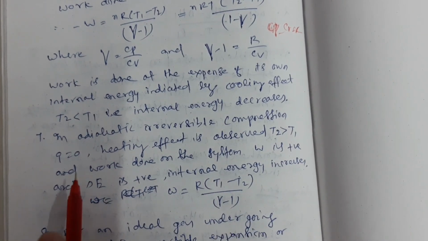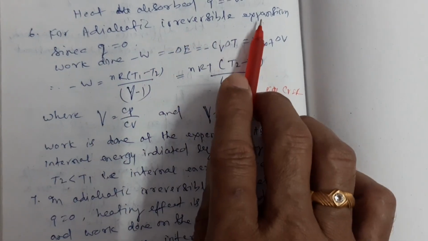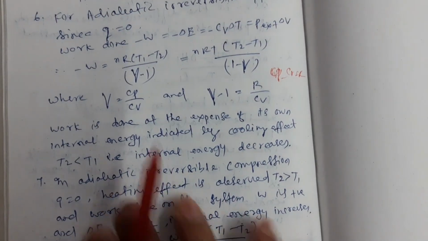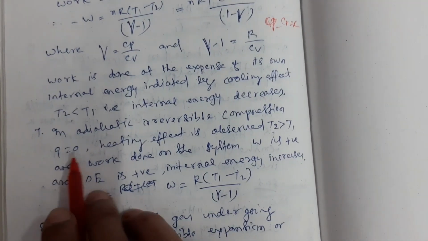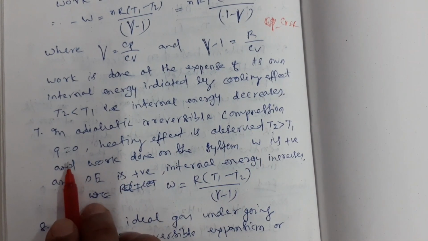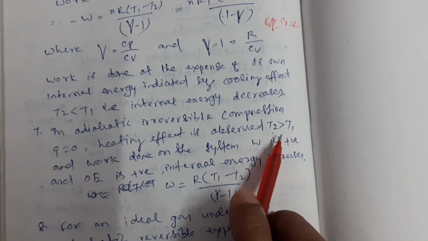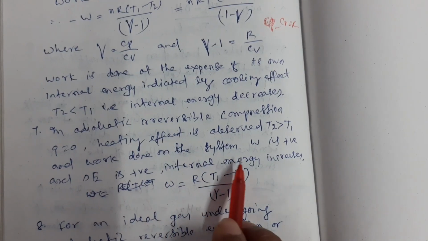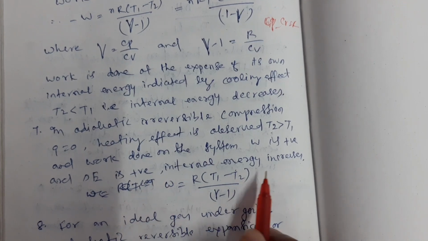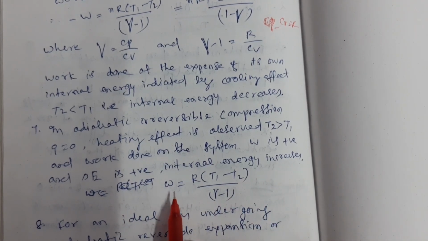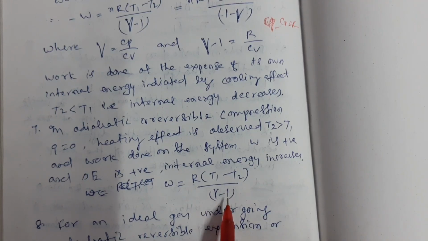Second, next point. In adiabatic irreversible compression, as in irreversible expansion, in both cases adiabatic means Q remains 0. So in adiabatic irreversible compression, Q is also 0. So a heating effect is observed, that is T2 is greater than T1, and work is done on the system, so work is positive and ΔE is positive. So internal energy increases, that is work done is equal to R(T1 − T2) / (γ − 1).